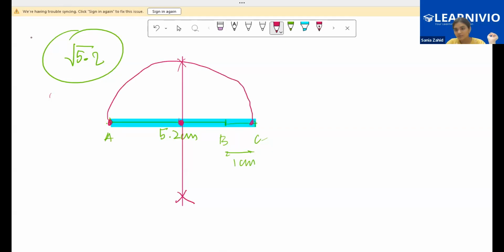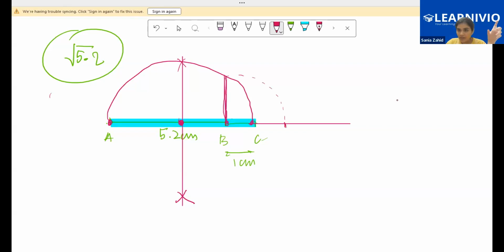Got it? Yeah, ma'am, got it. Join point B to the semicircle. Joined. Extend this line. Extended. Now keep the radius this much and cut it on the right hand side.